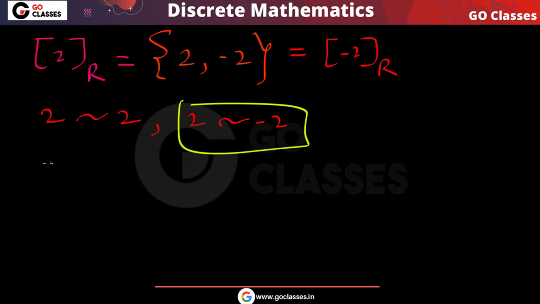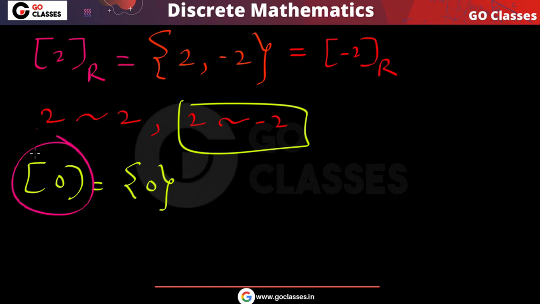This is also the equivalence class of minus 2. What is the equivalence class of 0? The equivalence class of 0 will be basically only 0. Equivalence class of 0 means, what are the elements to which 0 is related? 0 is only related to 0.